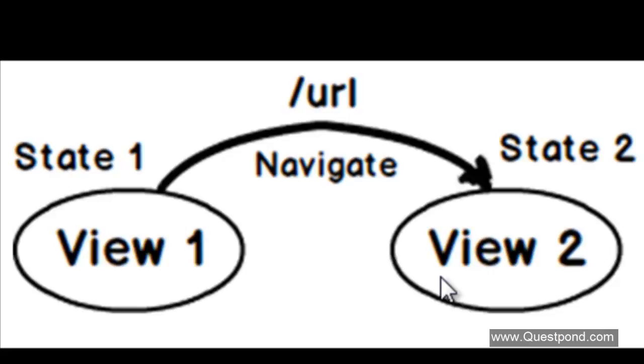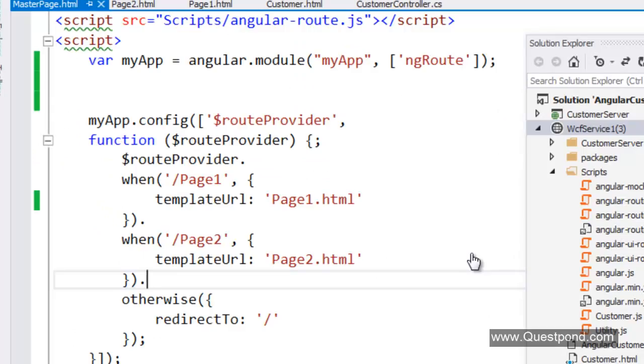Every view is a state, and when you go from one state to another state, it navigates to that view. So in short, Angular UI router visualizes every view as a state. Let us go ahead and do the same example we have done with Angular route.js, now using Angular UI router.js.